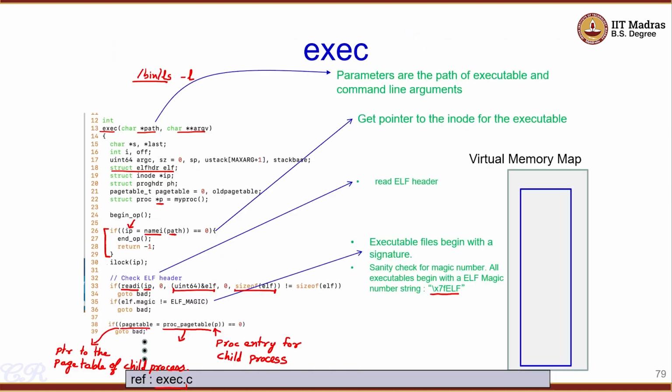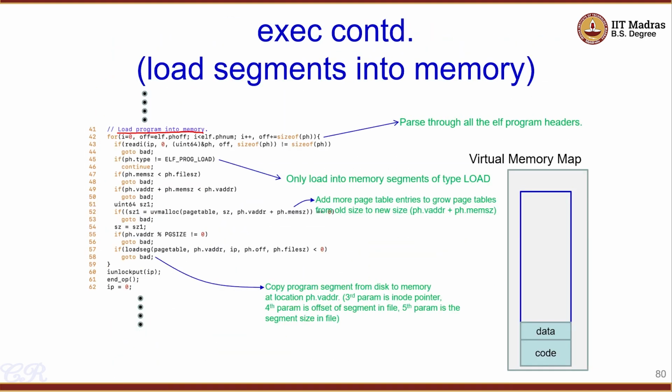So what we do is that we look into the program header table, and for each program segment, we essentially decide whether we need to load it into the virtual memory or not, right? So this is essentially done as follows: for i equal to 0, and also you're initializing offset to be elf.ph off, right? So what is this?